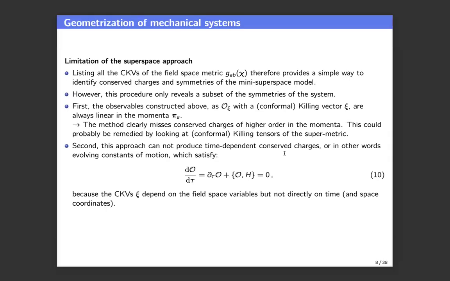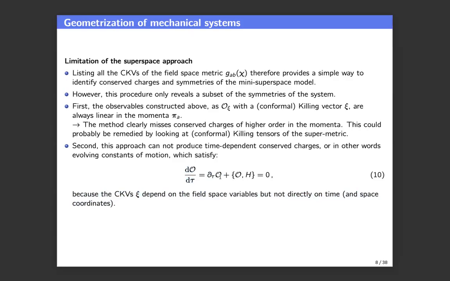The second point is that this approach cannot produce what we call time-dependent conserved charges, in other words, what we call evolving constants of motion. So typically, if you kill these two terms, you have some observable that commutes with H. But in principle, you can add this term.